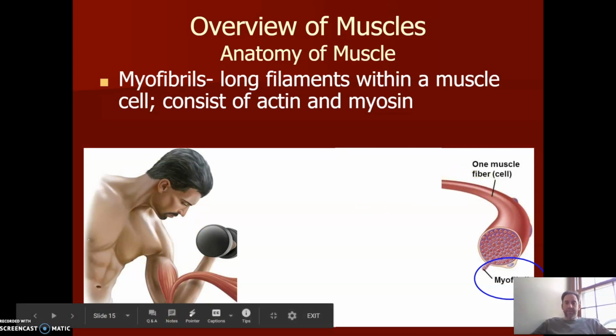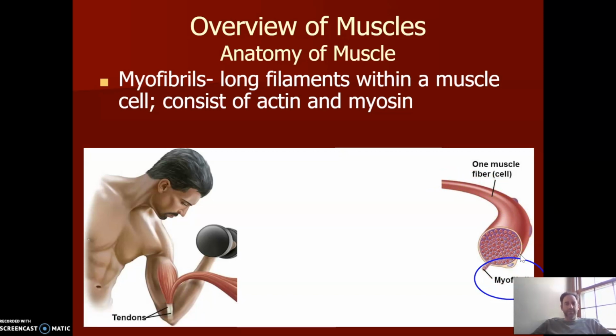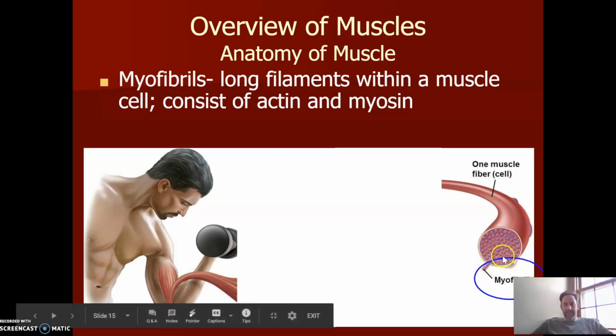The very simplest unit that we're going to look at for muscles are what are called myofibrils. And these are these long filaments. You can see there's a bunch of them here. Each of these little circles represents this long filament.